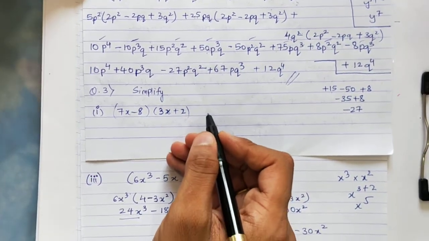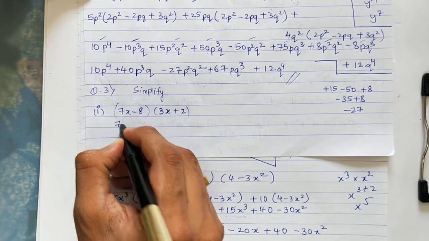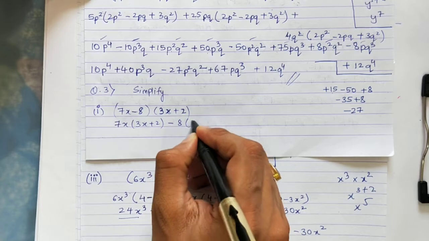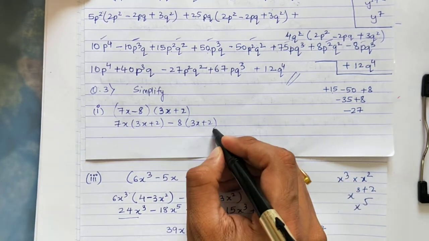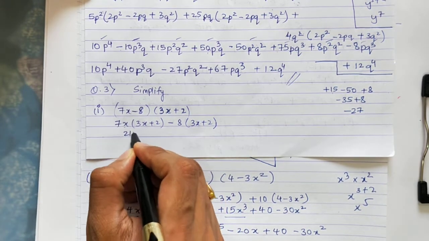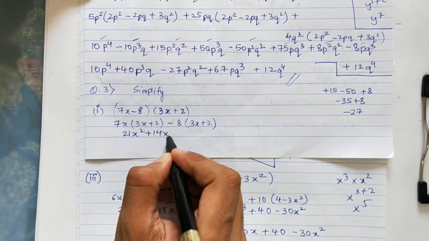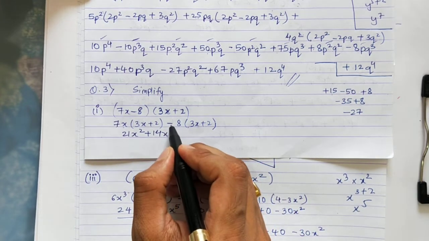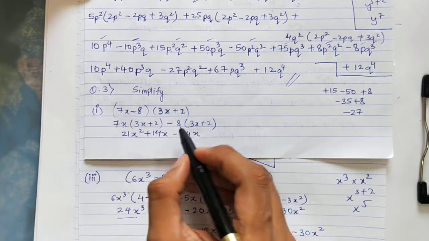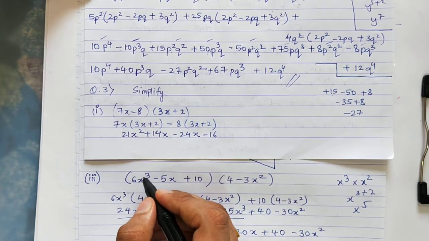How to open the bracket? Very easy. First term into the full bracket, second term into the full bracket. Basic. 7x into (3x plus 2) minus 8 into (3x plus 2). Let's open. 7x into 3x is 21x square. 7x into 2 is 14x. Minus 8 into 3x is minus 24x. Minus 8 into 2 is minus 16.